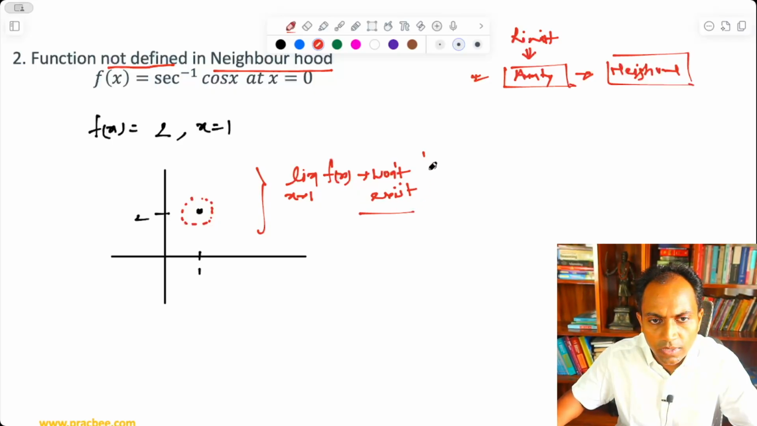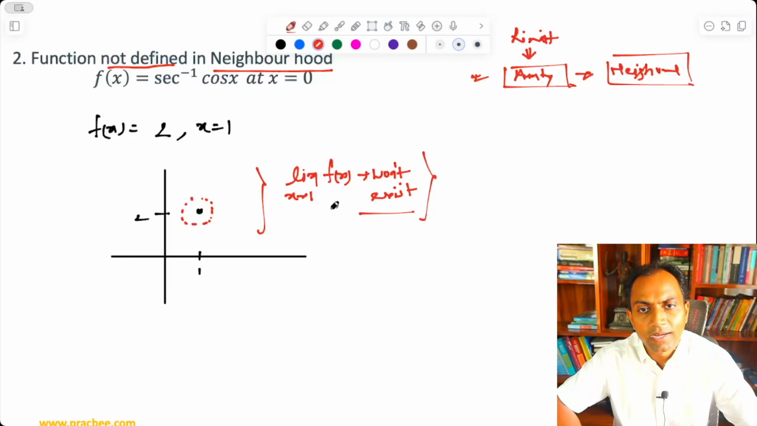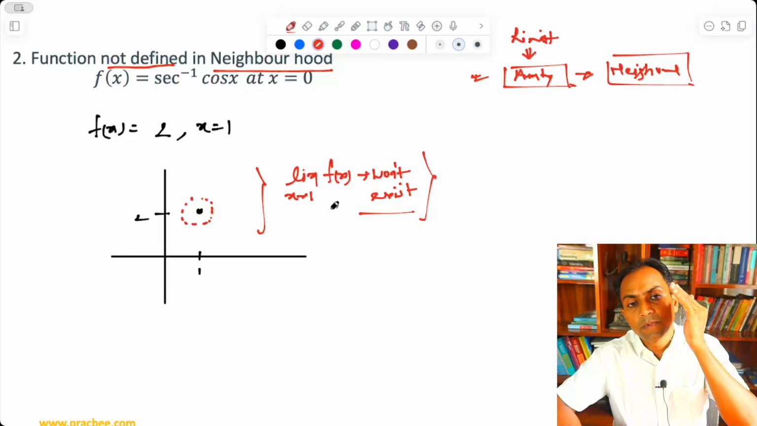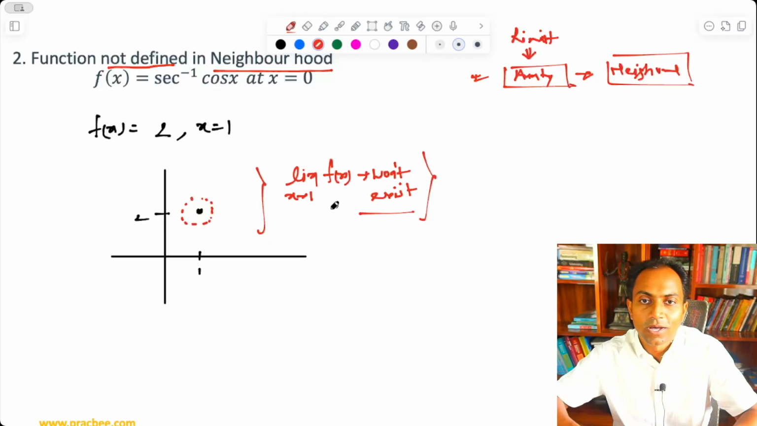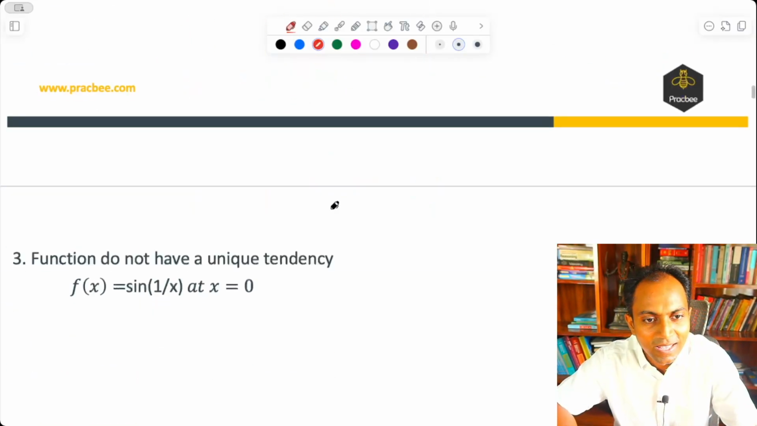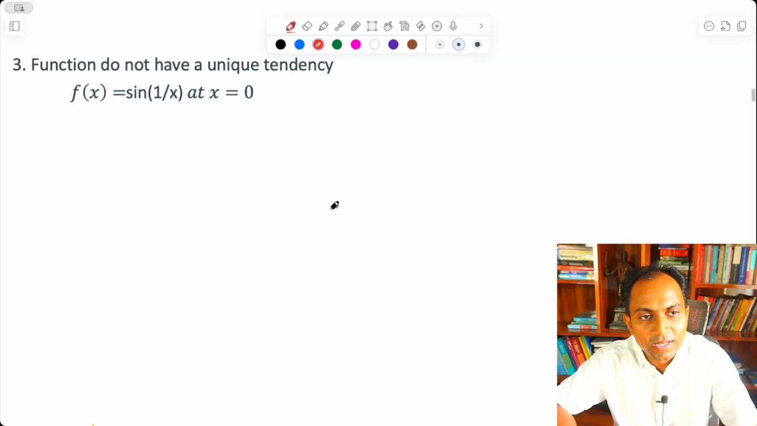And when there is no neighborhood, it is not there. Very important idea, and keep this mental picture always with you. Auntie worried about neighborhood, not worried about her own house or home. Another thing would be does not have a unique tendency.